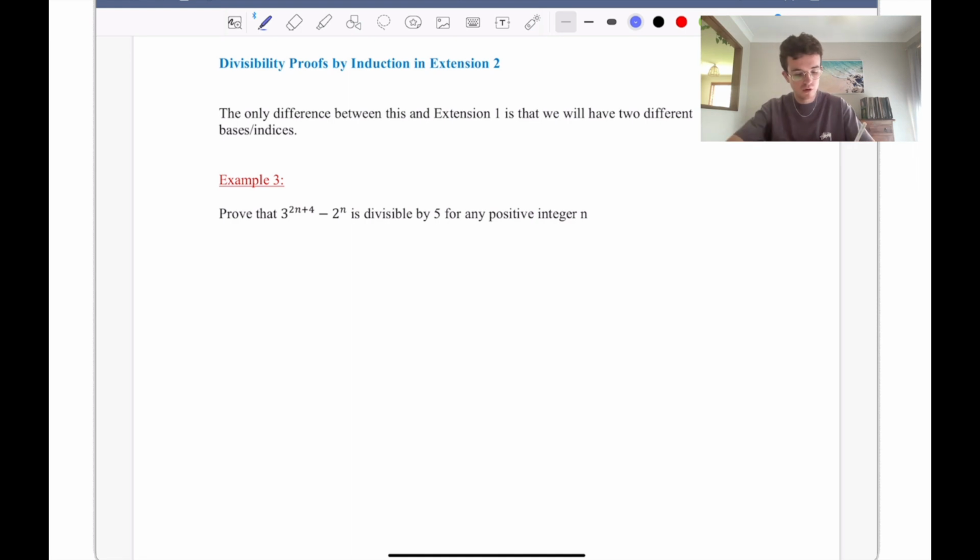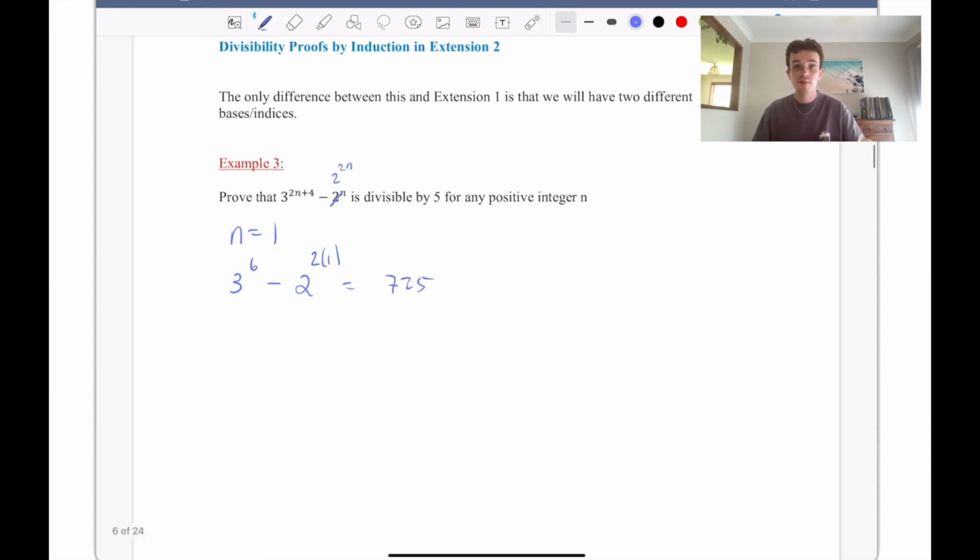Our first step is to prove true for n is 1. So 3 to the power of 2 plus 4, which is 6, minus 2 to the power of 1. Now 3 to the power of 6 is 729, minus 2 is 727. Not quite, what have I done there? I think I've written the question wrong. I think there should be a 2 to the power of 2n there. So this is going to be minus 2 squared, which is better because we get 725, which is divisible by 5.